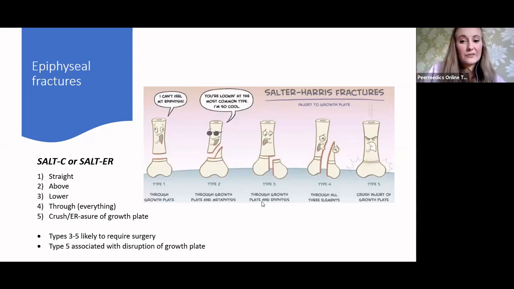And types 3 to 5 are likely to require surgery because of where they're sitting, and type 5 is the most likely to be associated with disruption of the growth plate. In fact, looking at it, I'm not sure how it wouldn't disrupt the growth plate. Other ones can, but type 5 is always going to disrupt the growth plate, so that's your nice little rule for remembering how to distinguish those.